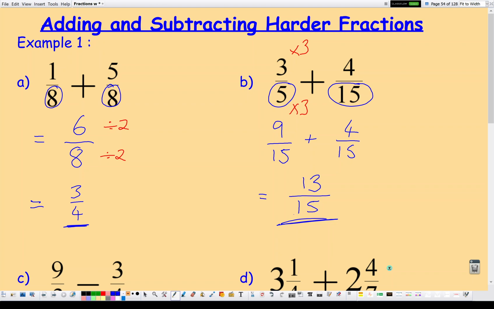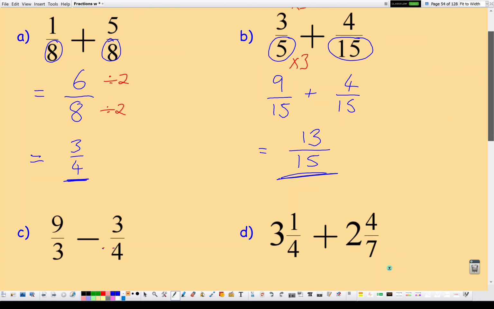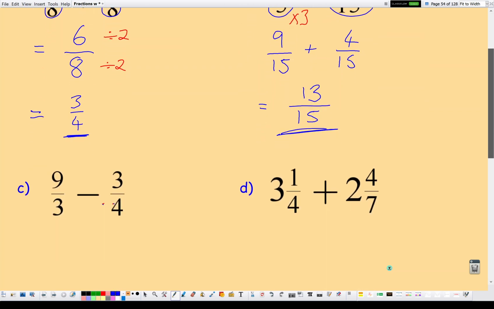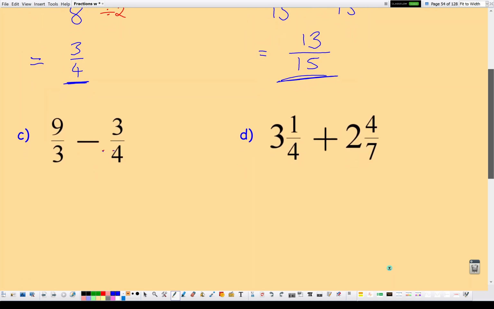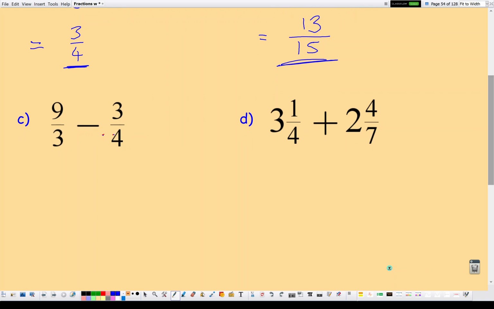Okay, I hope we'd be okay with those two so far. We're building it up in difficulty now, looking at a subtraction and then some mixed number work. Okay, so question C, copy it down with me, is 9/3 minus 3/4, and this time we are going to have to change both denominators. So copy this one down with me. 9/3 minus 3/4.